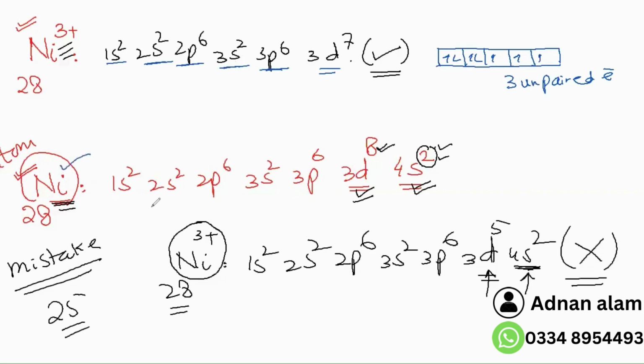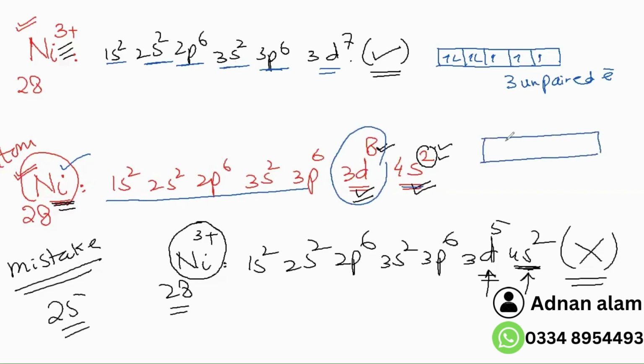As far as the nickel atom is concerned, all the subshells are completely filled except this d8. This d subshell is not completely filled. The rest of the subshells are completely filled. So d8 means 1, 2, 3, 4, 5, 6, 7, and 8. This shows that 2 unpaired electrons are present. So remember one thing, that you need to be very careful for unpaired electrons and you need to be very careful for transition metal atom and ion configuration.